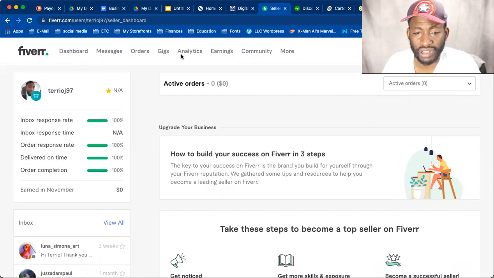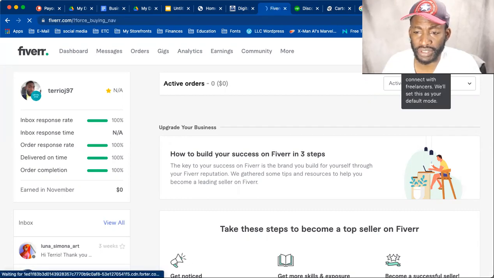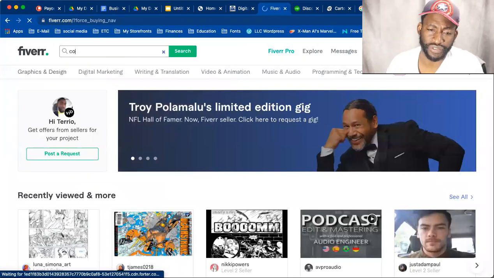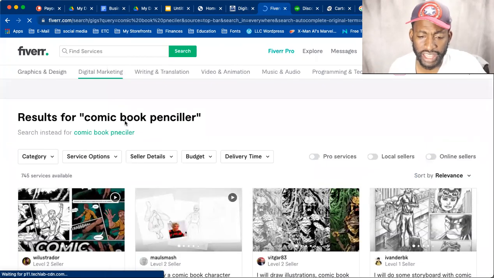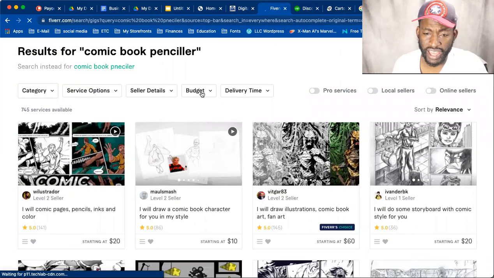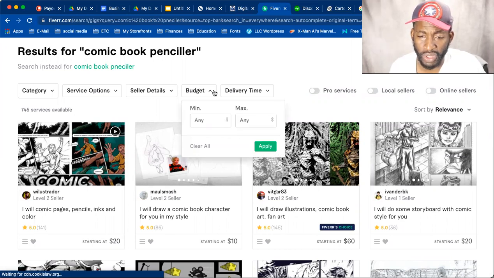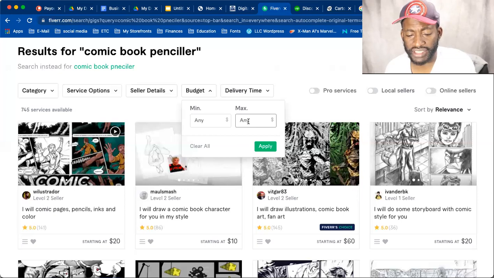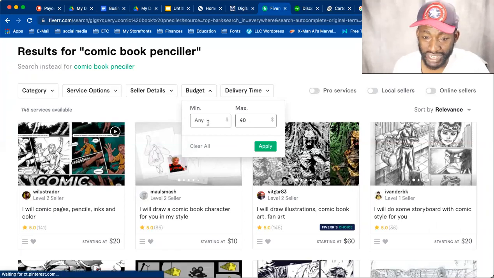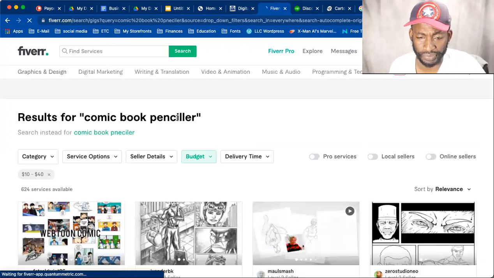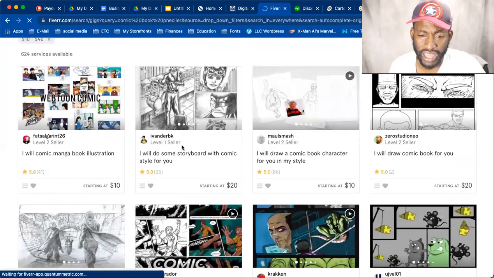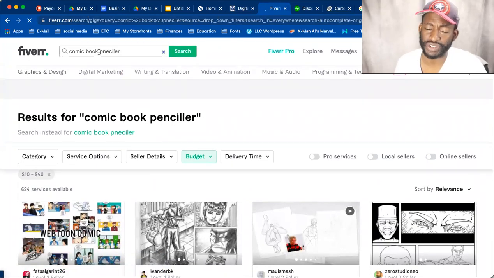So here you would want to go to buying, and then you type what you're looking for. So like if you're looking for a comic book penciler, you type comic book penciler. And again, the cool thing about Fiverr is that they have a budget column here where you can sort each freelancer, and you can set like if your budget is $40 per page, you can apply that filter. And then you'll get everybody that does pencils. Same thing goes for inkers, letterers.